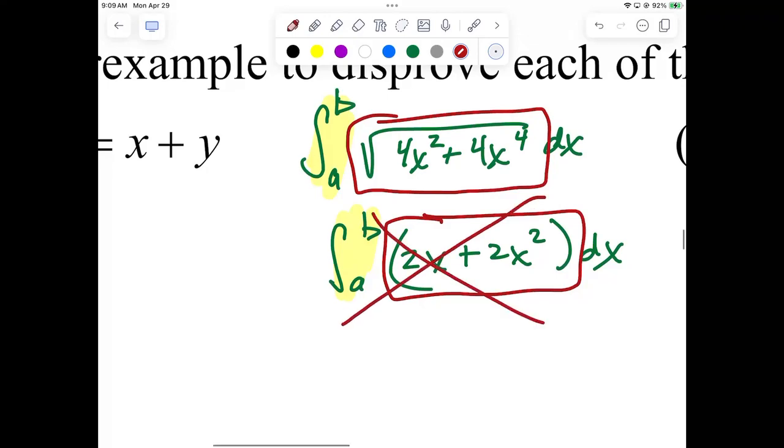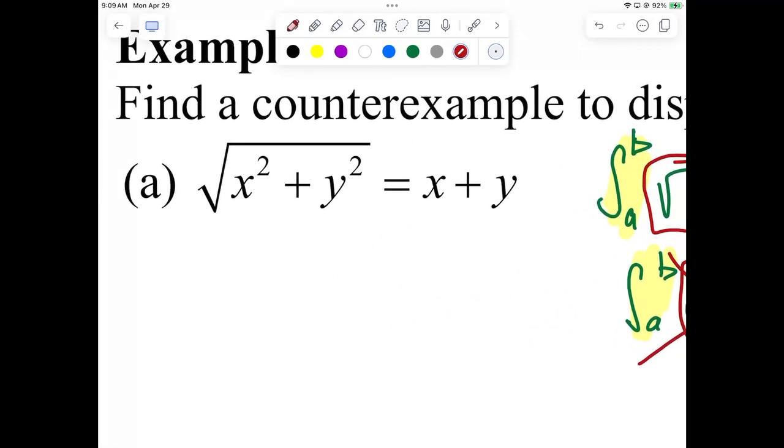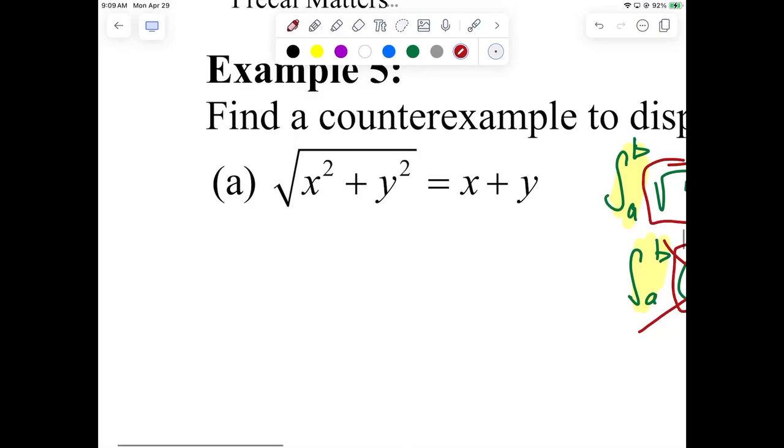That doesn't work, okay? That's what we're saying right here. The square root of x squared plus y squared does not equal x plus y. Now, if we try to find a counterexample, let's try some out. Let's let x equal 0 and y equal 1. Let's try it out. I'm going to get the square root of 0 squared plus 1 squared.